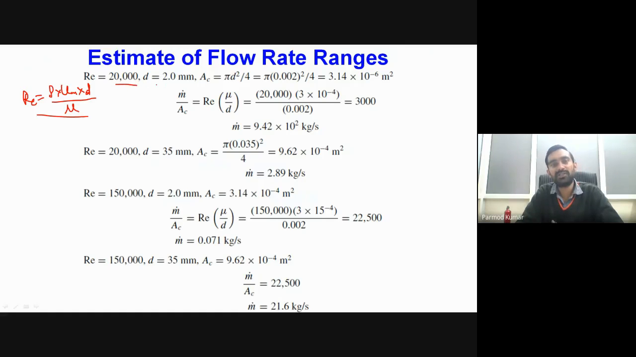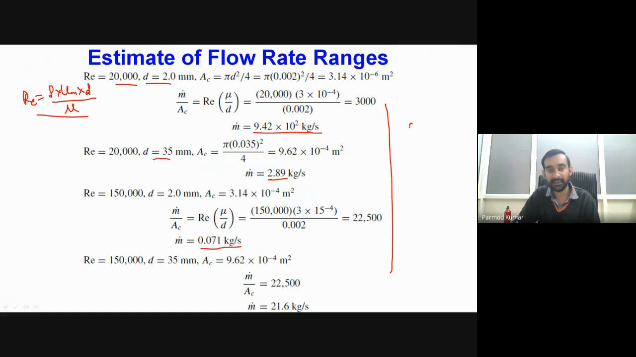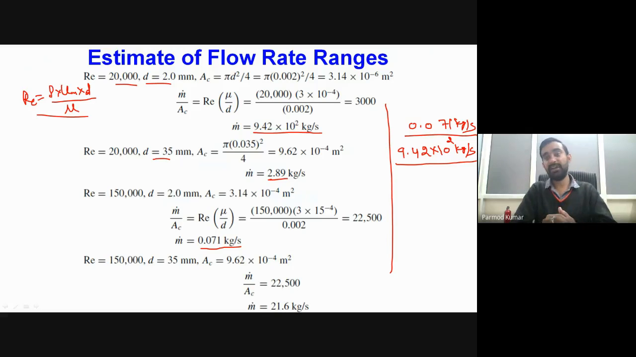For a Reynolds number of 20,000 and diameter of 2 mm, the corresponding mass flow rate is 9.42 into 10 to power 2 kg per second. For 35 mm pipe diameter, it comes as 2.89 kg per second. Then for a Reynolds number of 1,50,000, the range of mass flow rate is 0.0712 to a final value of 21.6 kg per second. So from this you can see that the lowest mass flow rate is 0.071 kg per second, and the highest is 9.42 into 10 to power 2 kg per second.